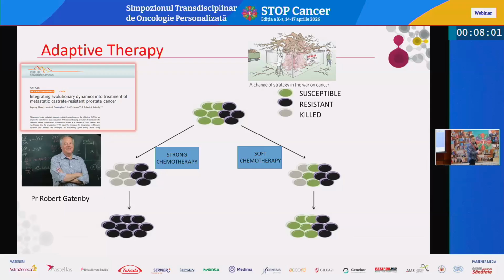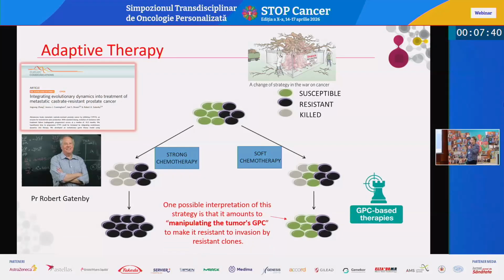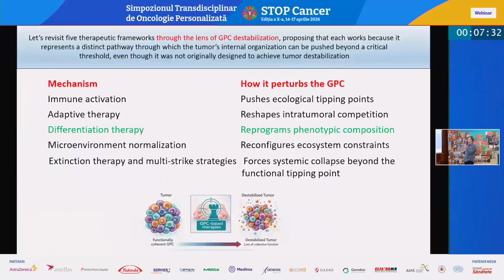And this is, of course, the nightmare situation that we should absolutely avoid. So what does Bob Gatenby suggest in that case? It's to apply lower quantities of therapy, and only when the tumor is growing. It's not a metronomic approach. It's only when the tumor is growing, in order to kill only a fraction of the susceptible cells to maintain a competitive equilibrium between susceptible and resistant cells. And in fact, what Bob Gatenby is doing is just playing with the GPC of the tumor to render the tumor resistant to the invasion by resistant cells.